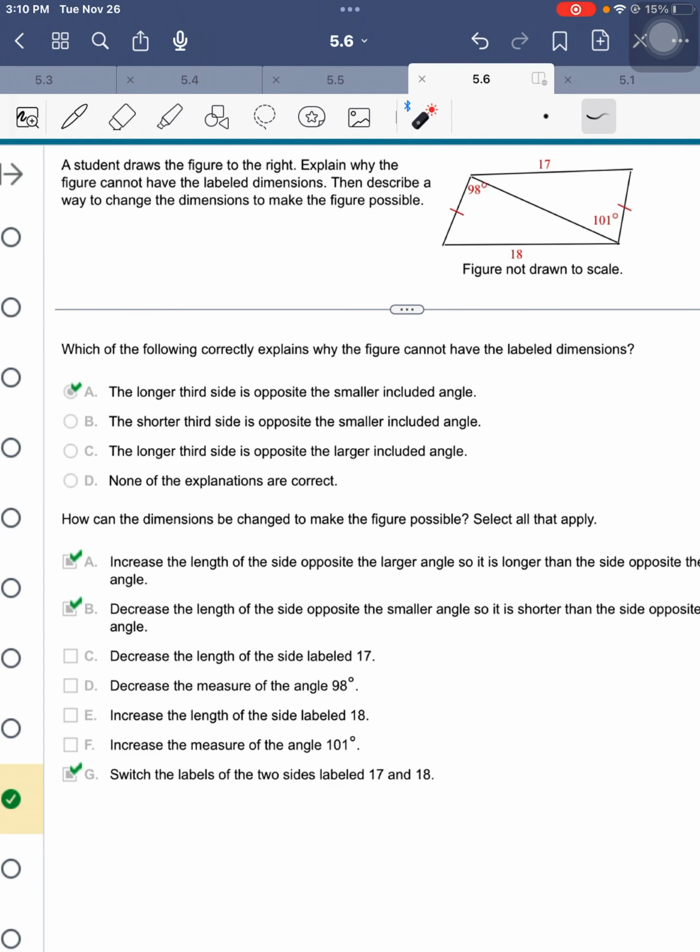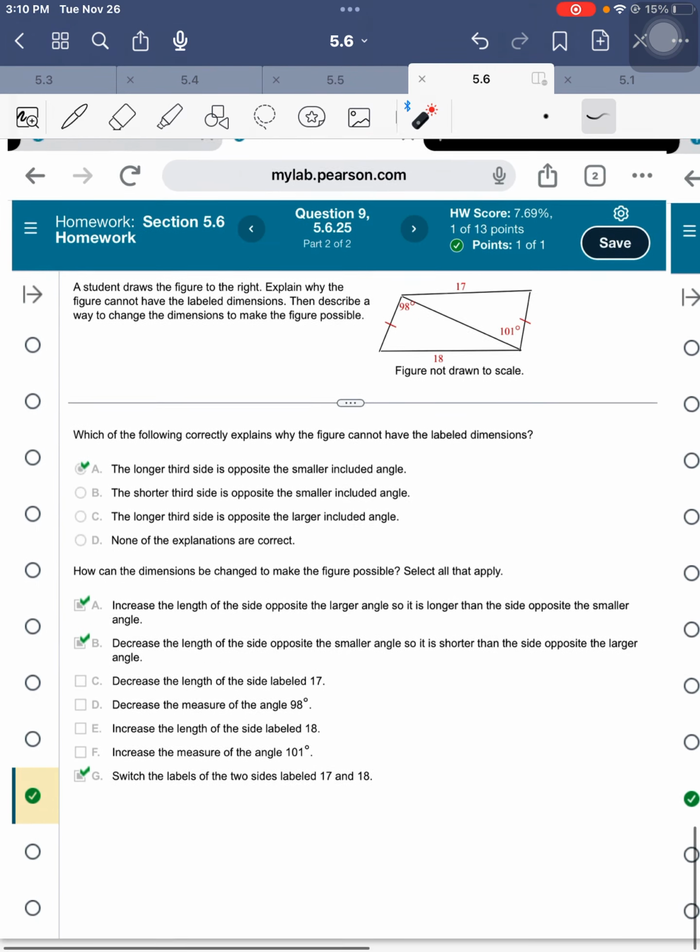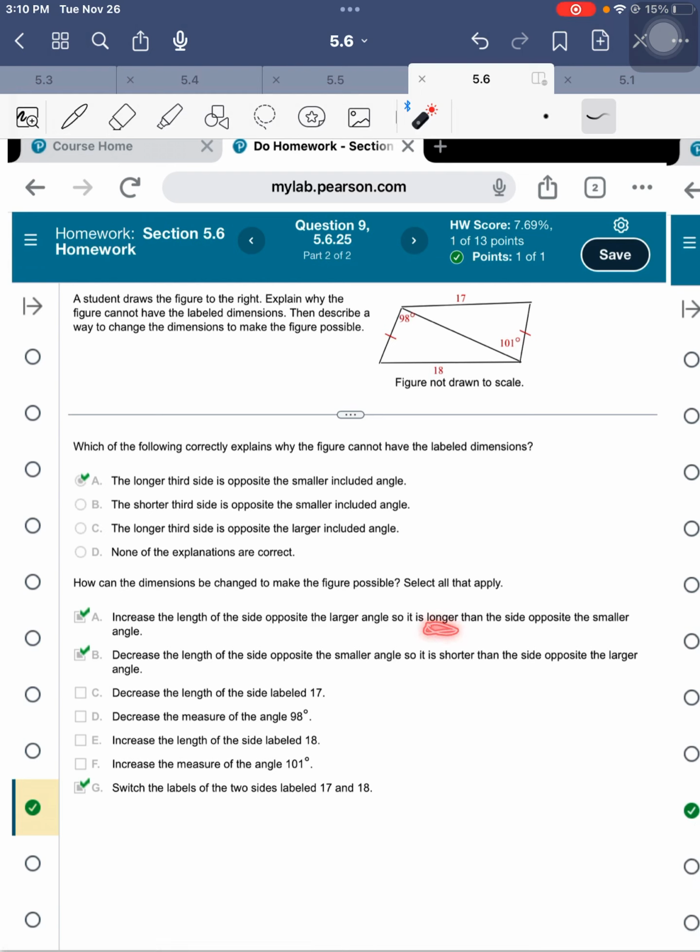Increase the length of the side opposite the larger angle. Didn't we say that if this length was bigger, then it would make more sense, because then this would be valid? Yeah. So increase the length of the side opposite the larger angle so that it is longer than the side opposite the smaller angle. That makes sense.